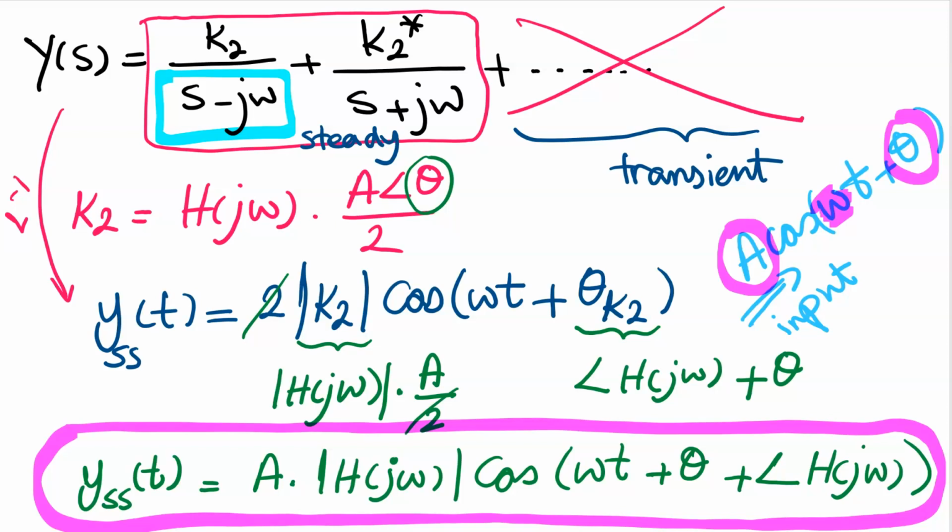So in order to find the steady state response of my output when the input is a sinusoid, first I have to evaluate the transfer function of my circuit at jω, in which ω is the frequency of my input. Then I have to use its magnitude here and its angle for my cosine angle, and also I have to use the input magnitude and input phase angle. So basically, I can redescribe this in this form.